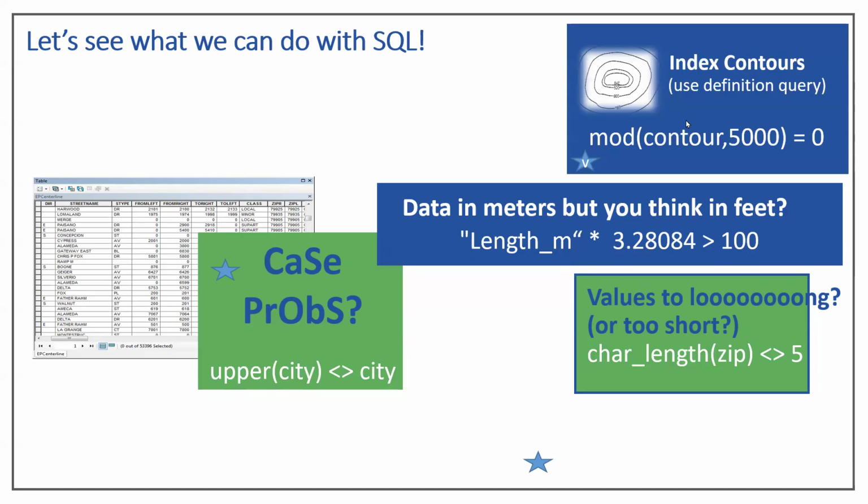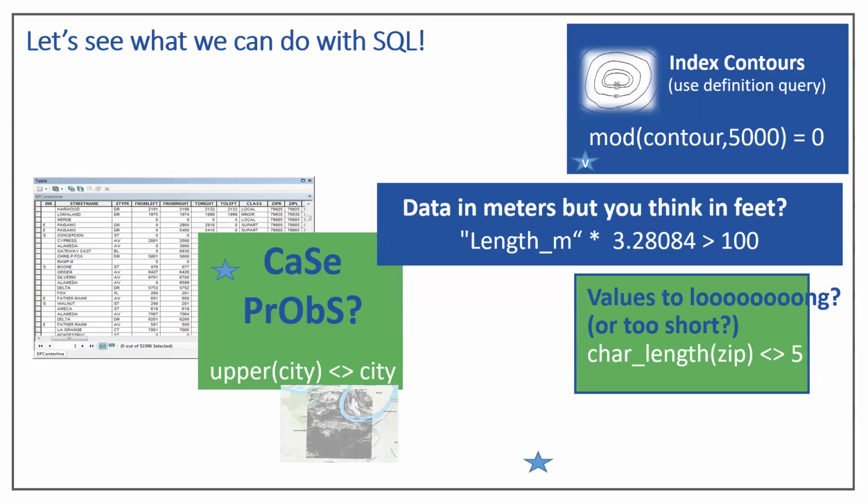And here's another one. This is a little bit more unique, but it uses a function called the mod function. Mod stands for modulus. It's a mathematical expression that returns the remainder after a division. So basically, I'm saying here, take the modulus of the contour value in my contour table, an elevation, divide it by 5,000. And if the remainder is 0, that means that contour line is evenly divisible by 5,000. And this lets me create index contours, right? Create index contours.